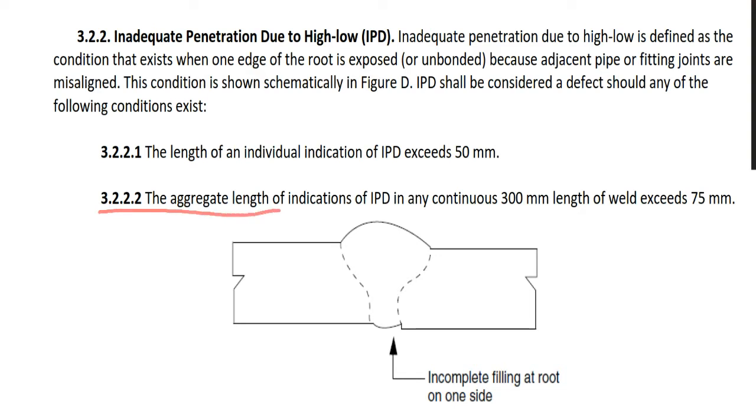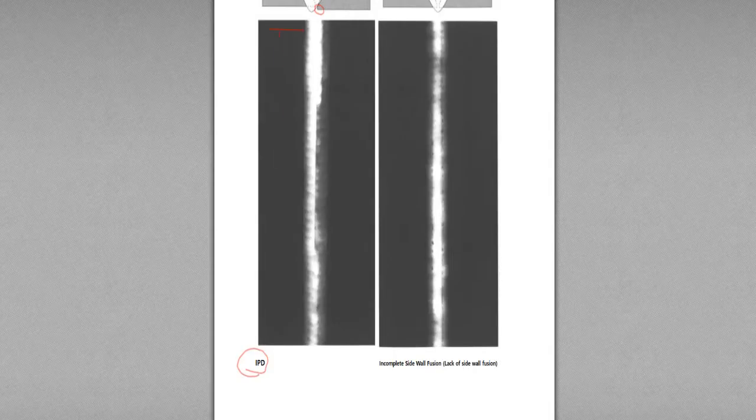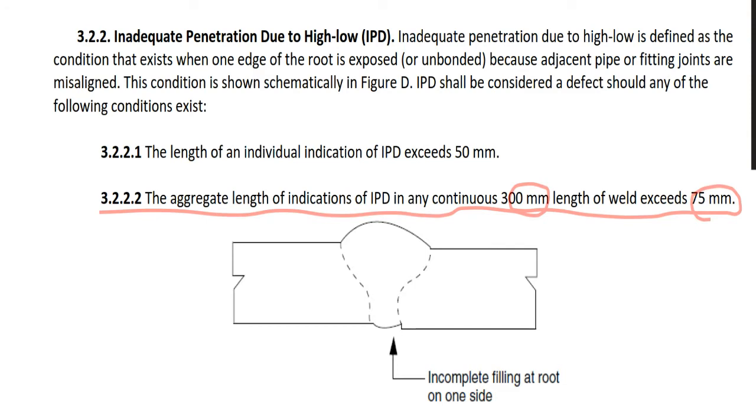3.2.2.2, the aggregate length of indication of IPD in any continuous 300 mm length of the weld exceeds 75 mm. So in 300 mm of continuous weld, you have IPD number 1, IPD number 2, IPD number 3 here. And the sum of these lengths of IPD is over 75 mm. That's reject. This is 3.2.2.